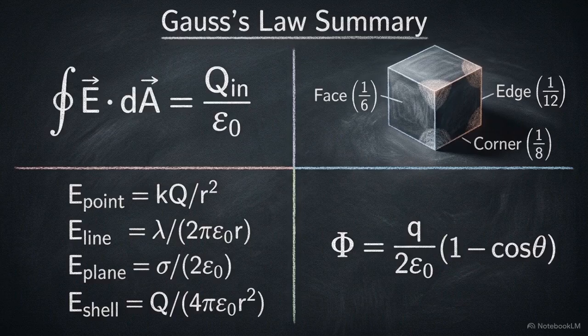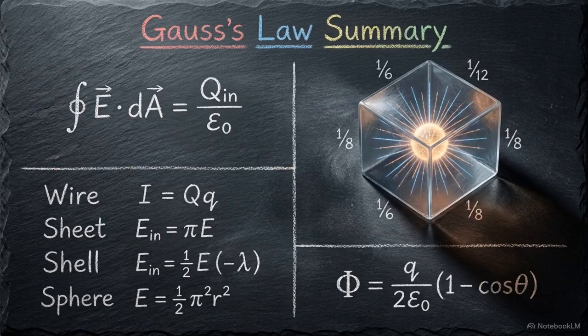This summary provides the 4 pillars for solving Gauss's law problems. It covers the core integral, the essential field formulas, the spatial rules for boundary charges, and the solid angle shortcut for non-enclosed surfaces.